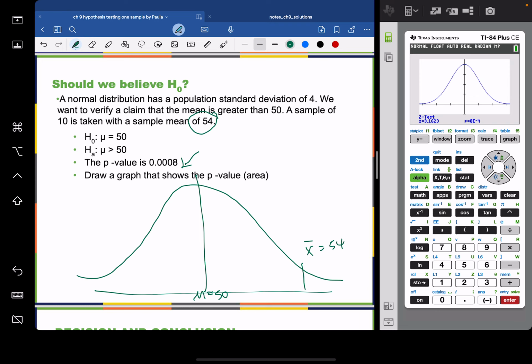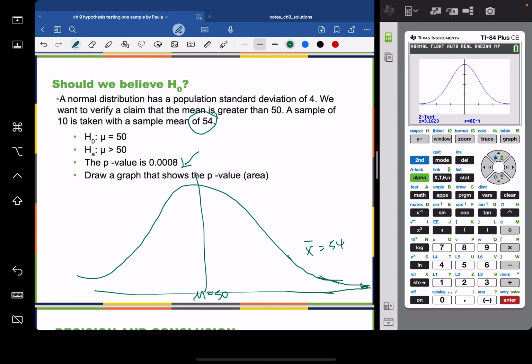I'm going to erase the way I sketched this because 54 is actually off the charts. It's like way over here. I can't even see anything on the graph there. So there's no visible area, or we could just say it's super tiny. There's a tiny, tiny shaded area right here, and it's just not visible.